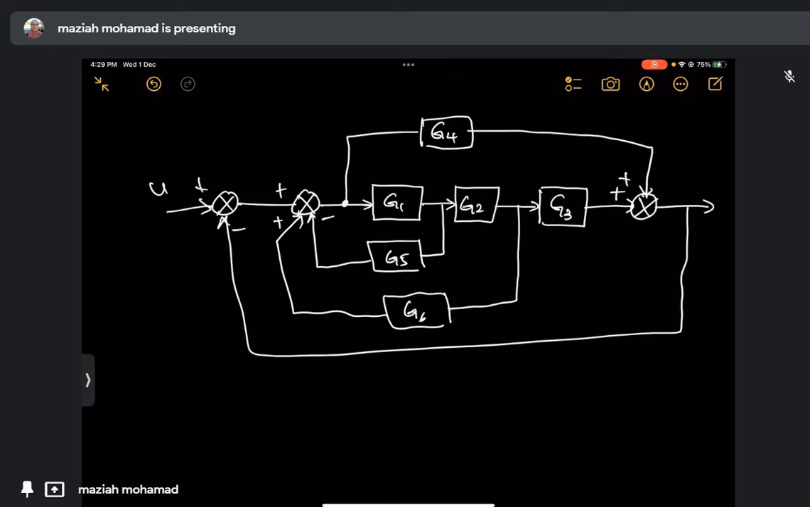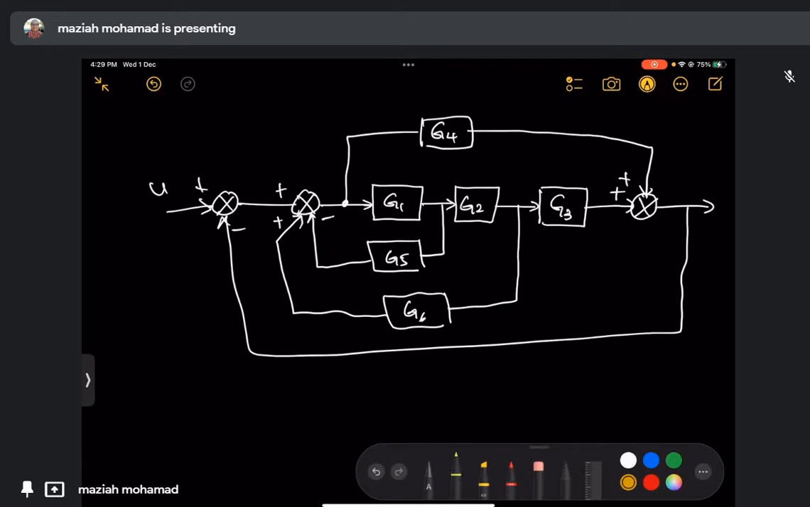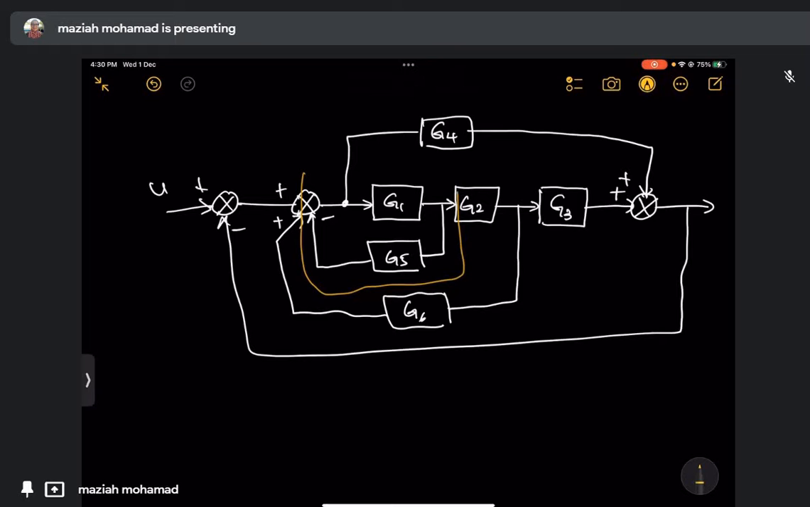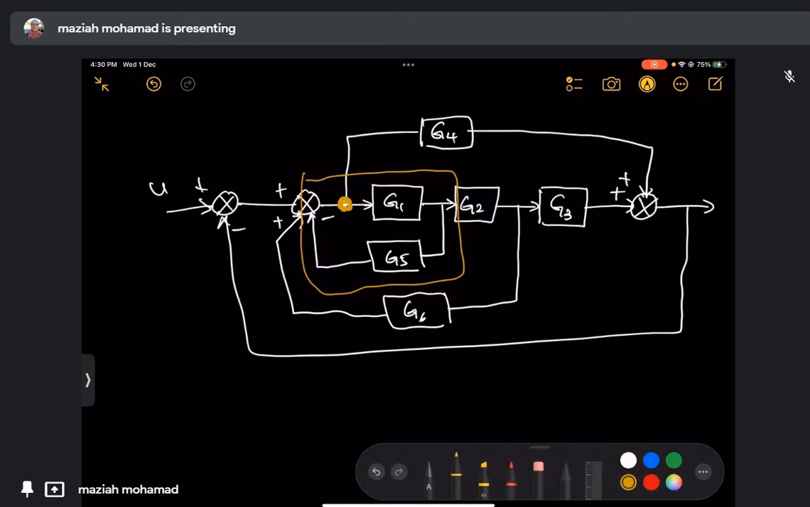Okay, question number 2. This question asks for block diagram manipulation, right? All right. So if we want to solve for this feedback, we cannot do it due to this pick-off point, right?